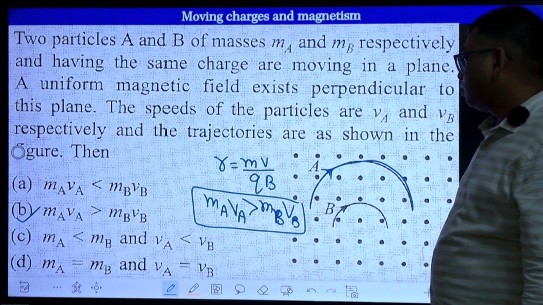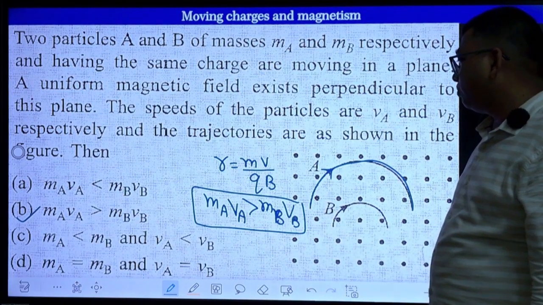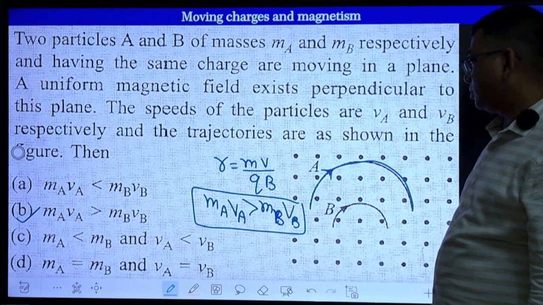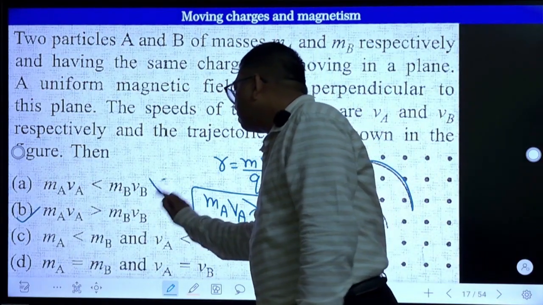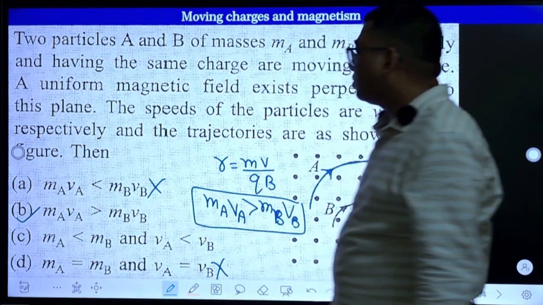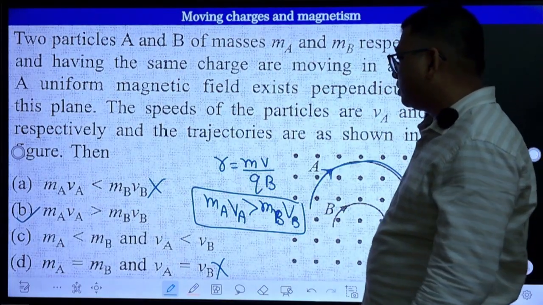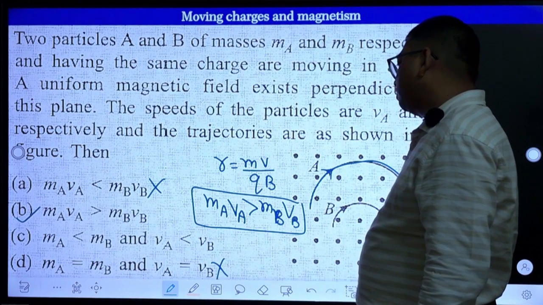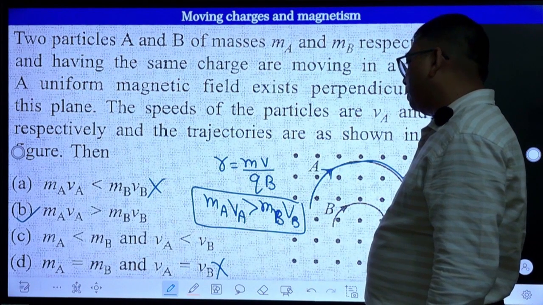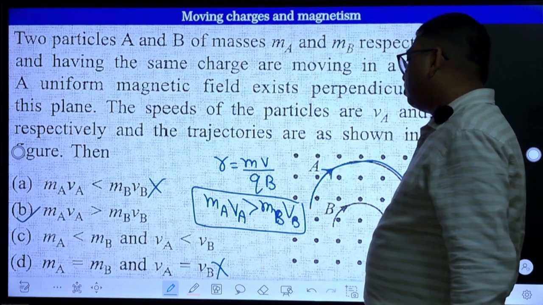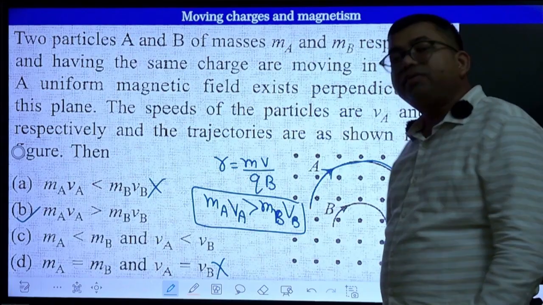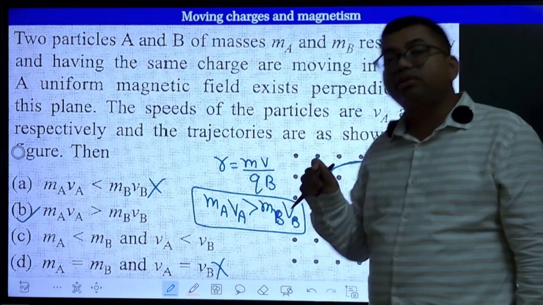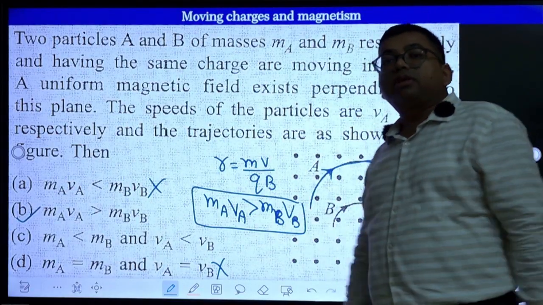What about Ma less than Mb, Va less than Vb? Can we say that? Equal? It is not possible, so definitely this is not correct. Equal is also not correct. What about the third option? They are saying Ma less than Mb and Va also less than Vb. If it is like that, then MaVa will become less than MbVb. That is also not possible; we already rejected it first. So that is the only option, right? Let us move to the next question.